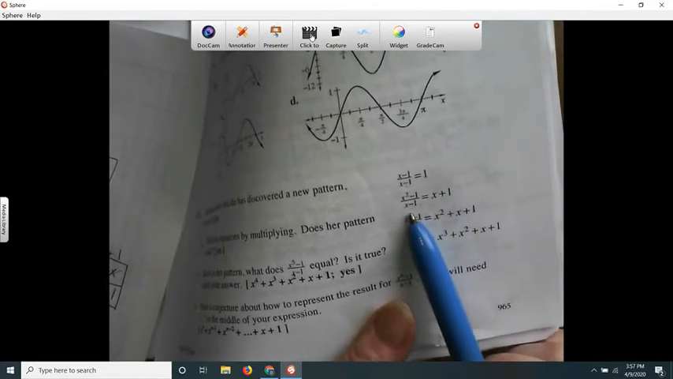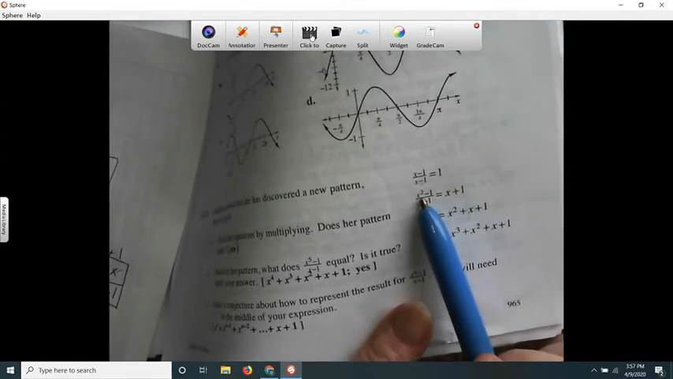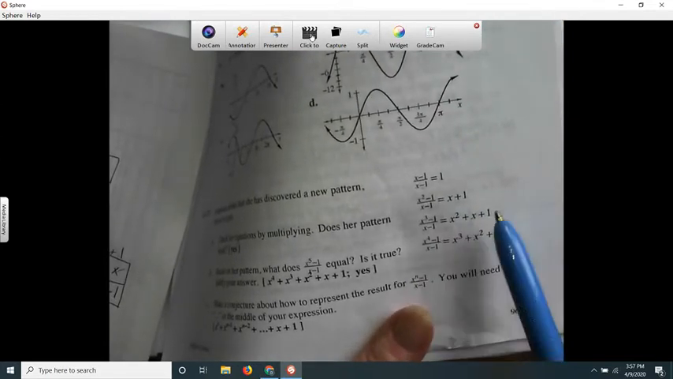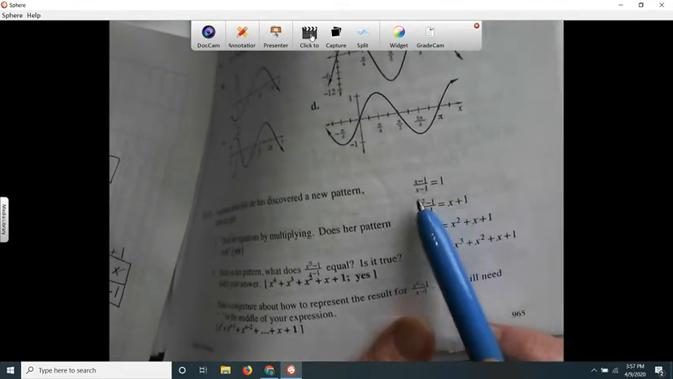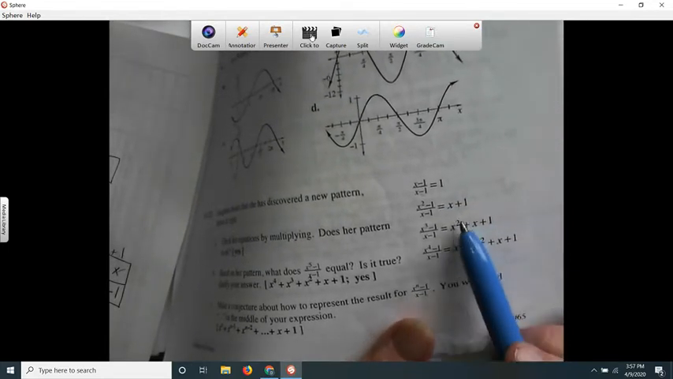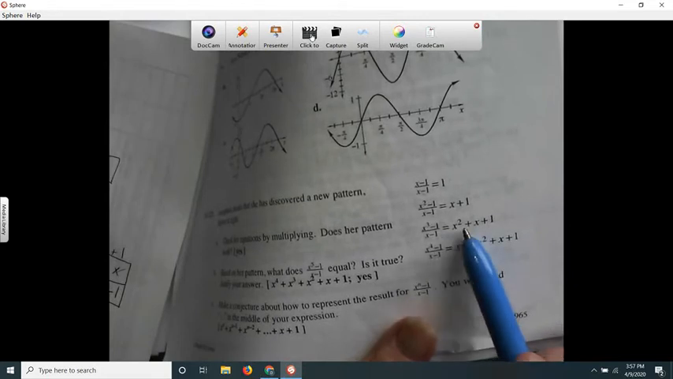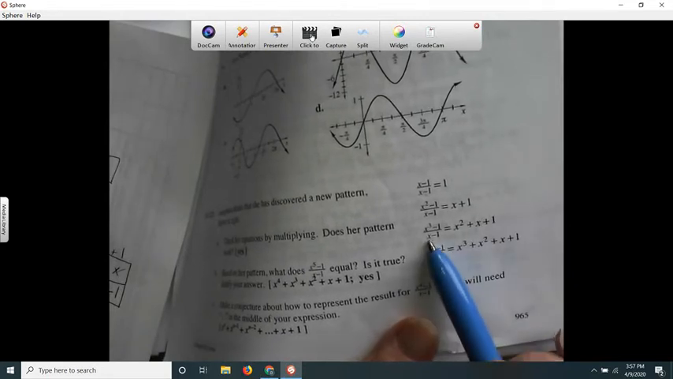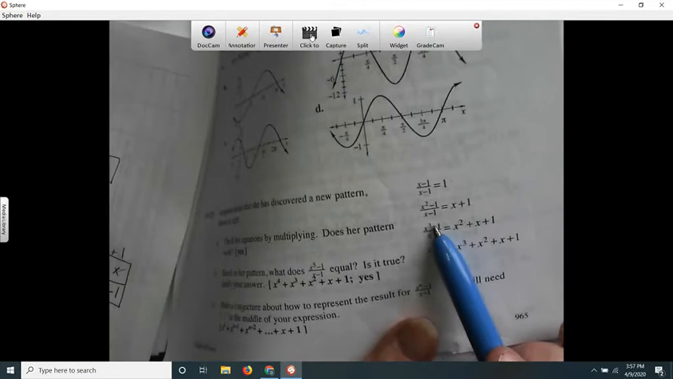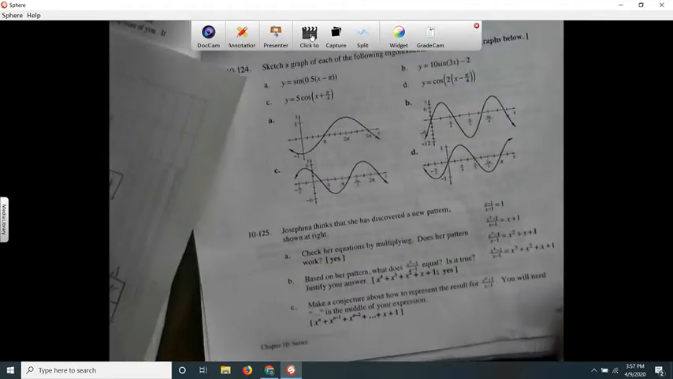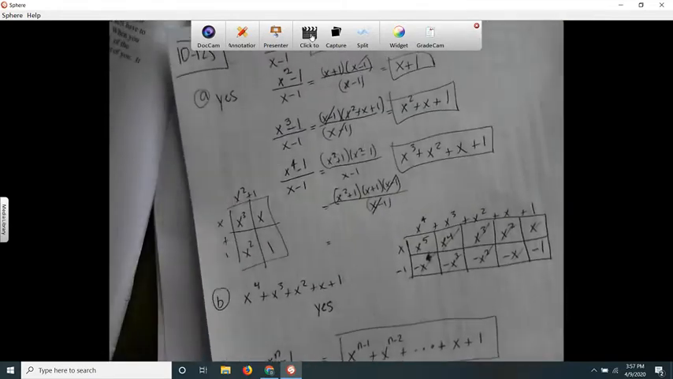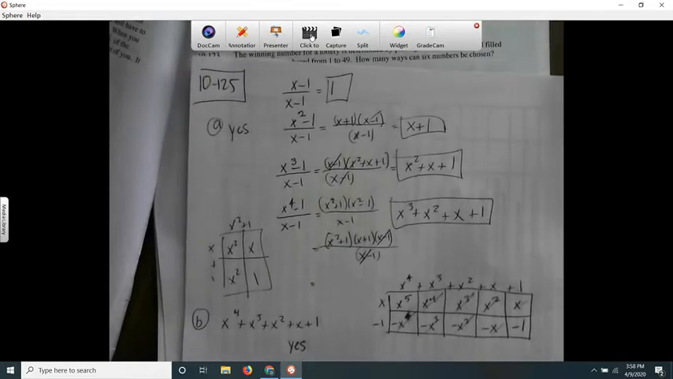Does x minus 1 times x plus 1 equal x squared minus 1? It does, because it's a difference of squares. And then you could check this one by multiplying this times this to see if you get this. I did something else to prove that her pattern works.